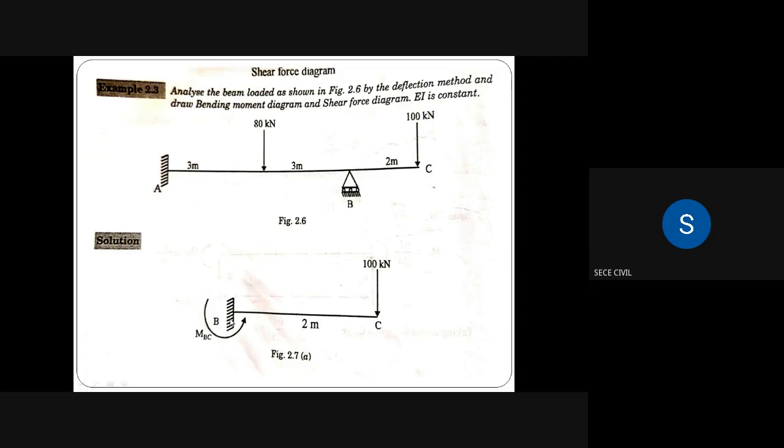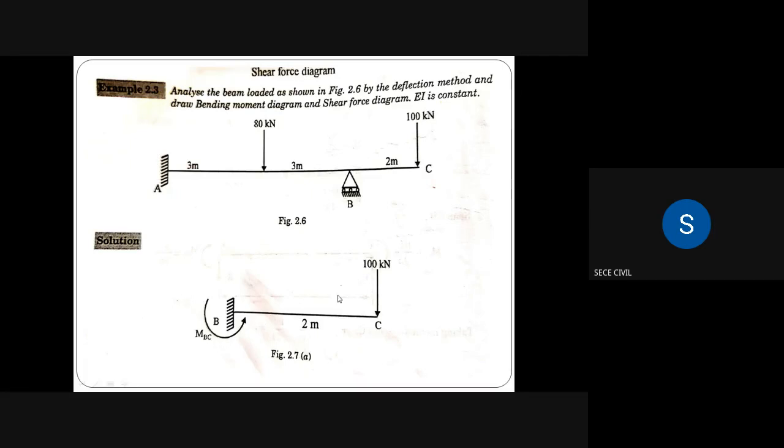Okay, so in this figure solution, they show the moment also. Because of 100 kilonewton, 100 into 2, we'll have a 200 kilonewton meter moment at joint B. So at joint B we have two spans, span AB and span BC, so at joint B we will have two moments, MBA and MBC. MBA is a clockwise moment and MBC is an anti-clockwise moment. That is why they put MBC in the anti-clockwise direction.